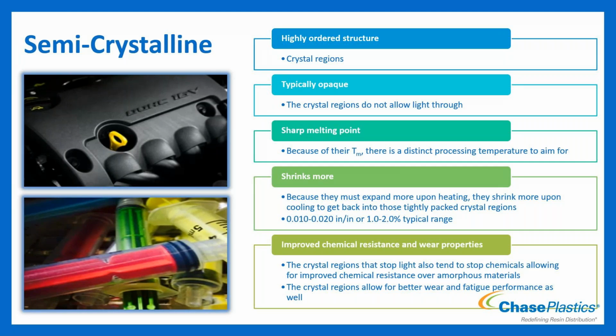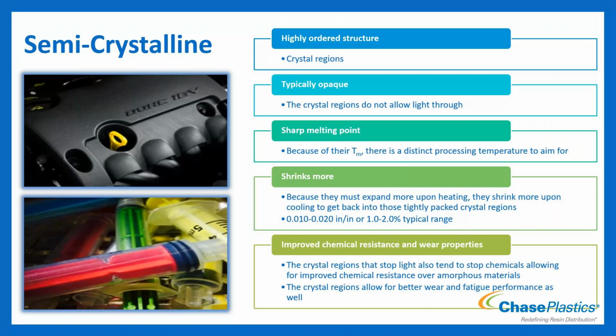So if you're using anything that needs any type of wear and friction performance, maybe it's a gear, maybe it's wearing on something, you're going to find that your semi-crystalline materials are going to be the ones that you're going to look to. So in those types of applications, you'll almost always hear acetal and nylon be recommended. Those are going to be two semi-crystalline materials that are used commonly in those types of applications.